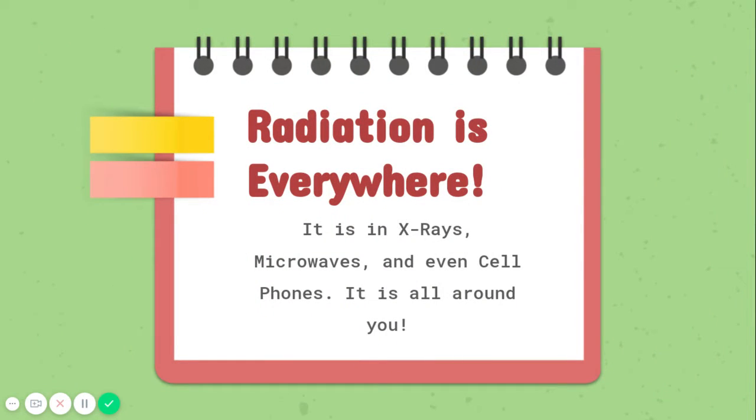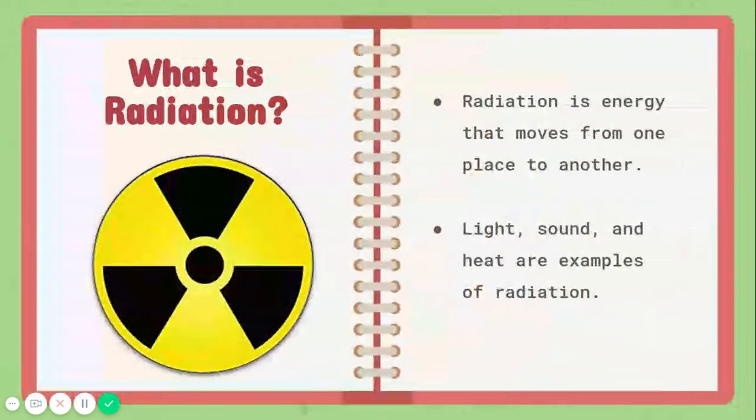Radiation is everywhere. It's in X-rays, microwaves, and even in your cell phone. It's all around you. What is radiation? Radiation is energy that moves from one place to another. Light, sound, and heat are all examples of radiation.